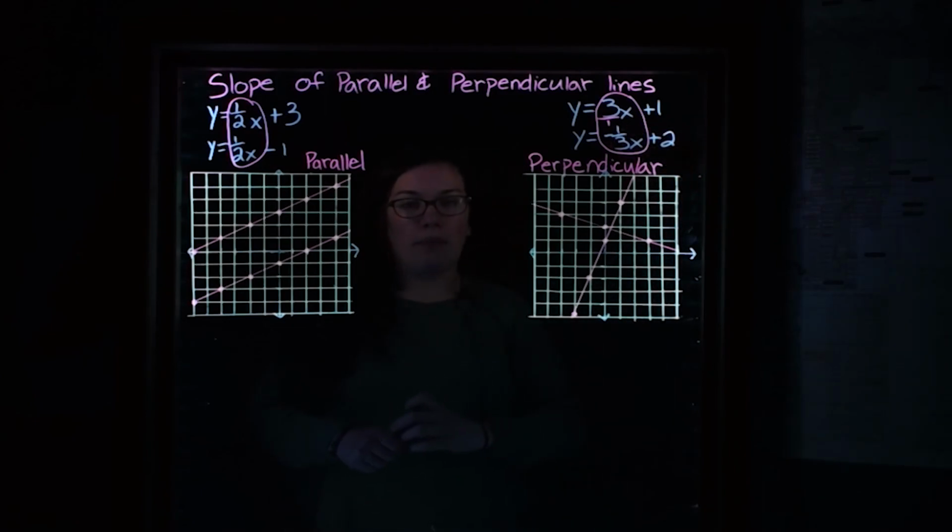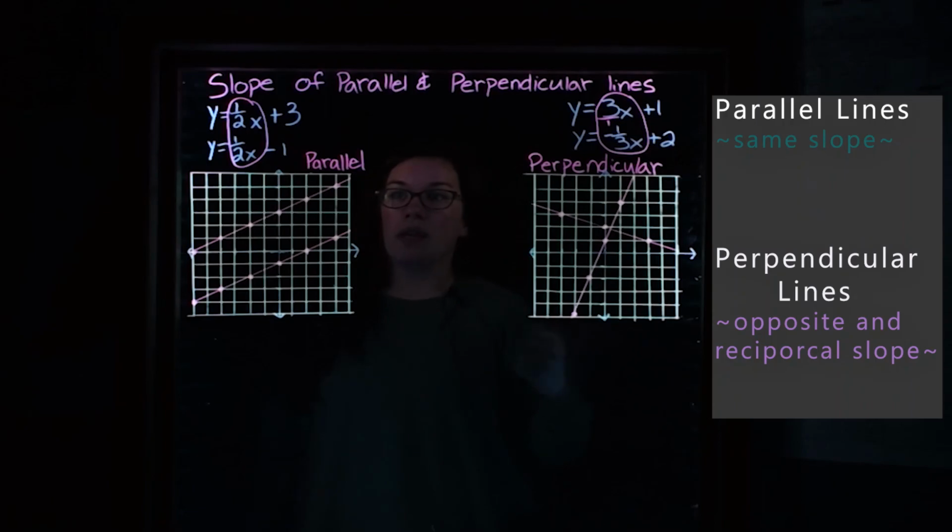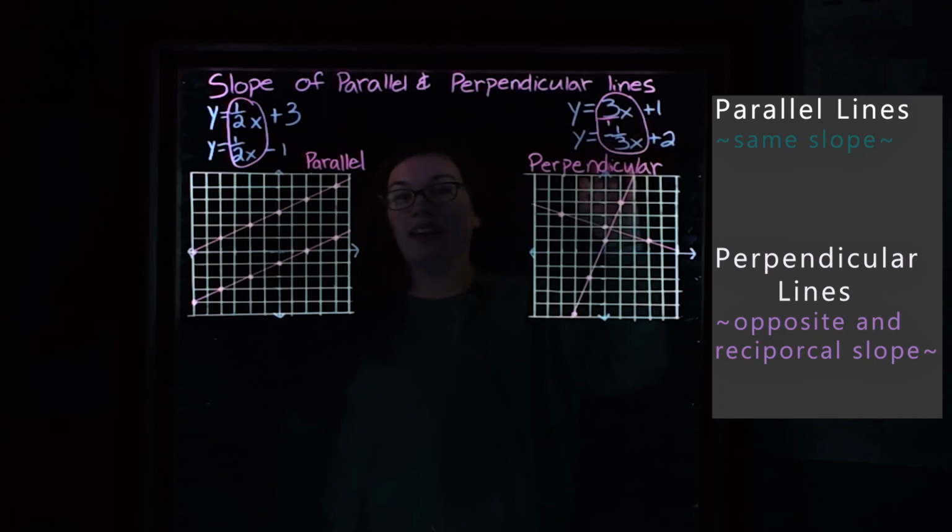So a quick recap, which I'll have on the side of the video. Parallel lines, slopes are the same. Perpendicular lines, the slopes are reciprocals and opposites.